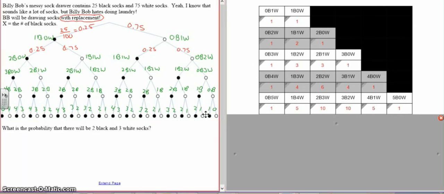So let's take a look at this example. What is the probability that there will be 2 black socks and 3 white socks? If there's 2 black, the probability of a black is 0.25, and there's 2 of them. And there's 3 white socks, so the probability of a white sock is 0.75.